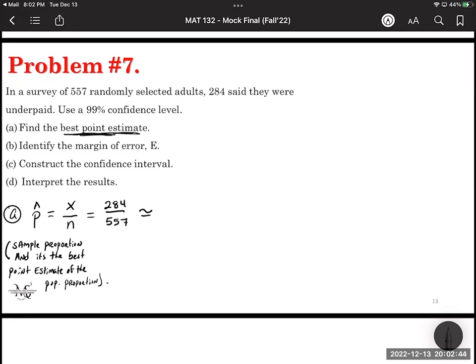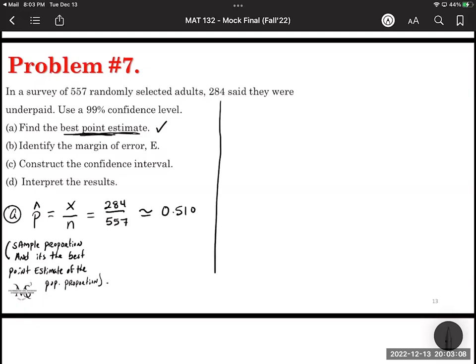284 divided by 557. This one you can round to 3, Sadia. If you round it to 3, you look at the 8, and then the 8 tells the 9 to round up. You get 0.510. So that's part A. Part A is done. All right, we move on to part B.